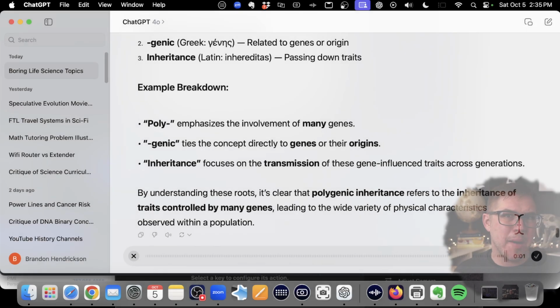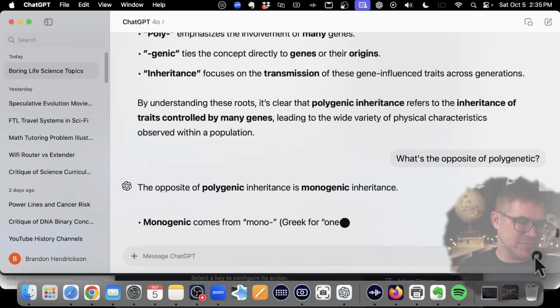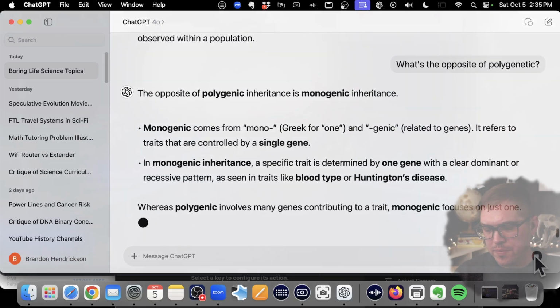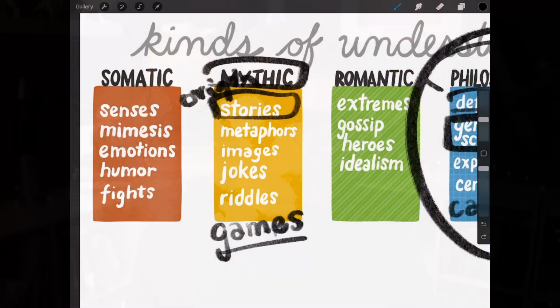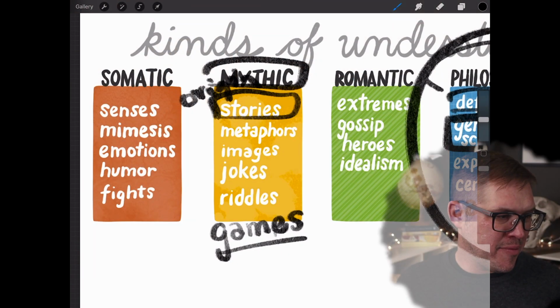So let's do a quiz game with this. Let's have ChatGPT give us questions about a trait, and we have to guess whether it's polygenetic or... What's the opposite of polygenetic? Monogenetic, single gene. Very good. Does that make sense? Okay. Let's do this. Sorry, I've become obsessed with, but still, I should not be as translucent as I am.